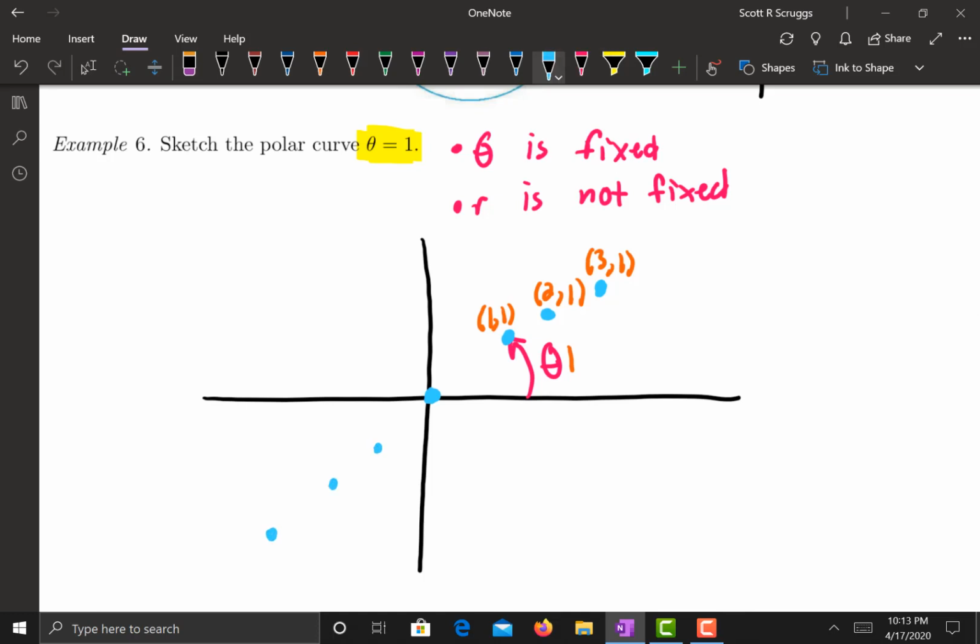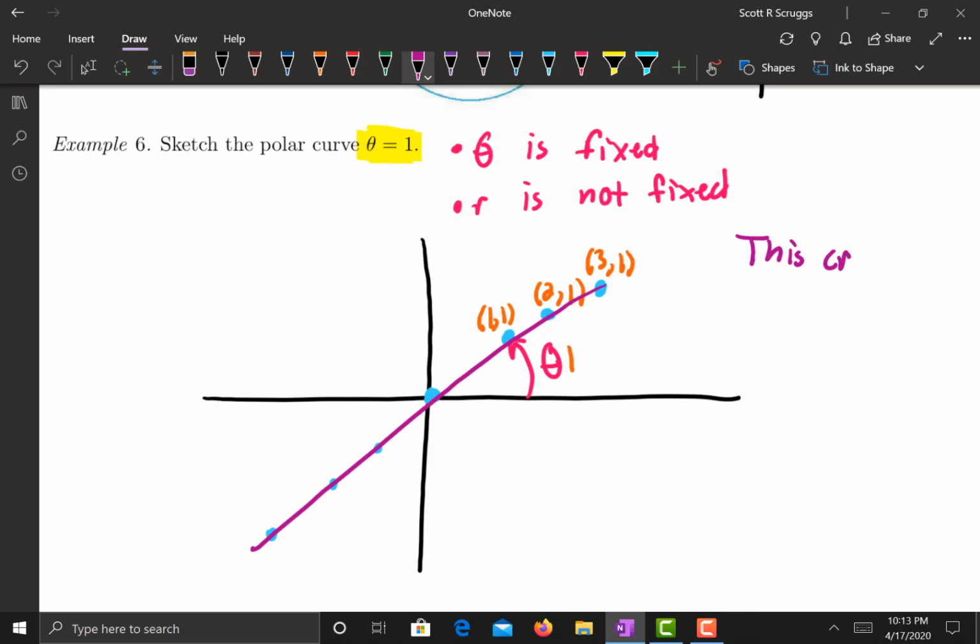And like I said, as long as I rotate whatever theta is, that line is going to be a valid line. So, if I have theta, the angular coordinate, fixed, but the radial coordinate not fixed, it's going to give me a straight line.